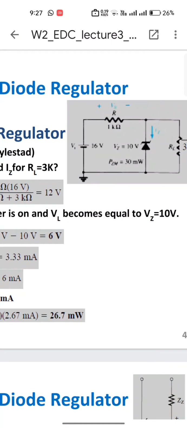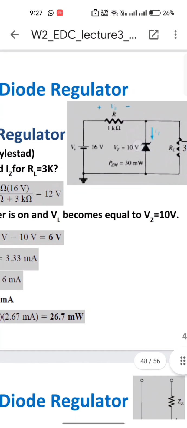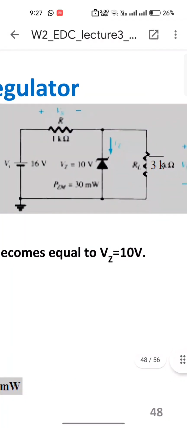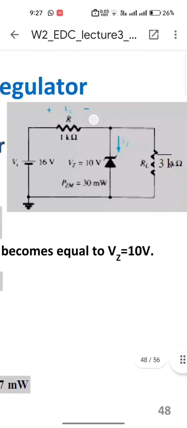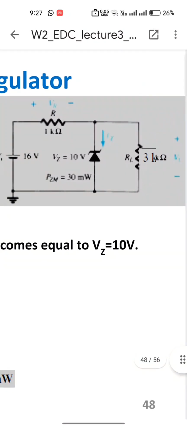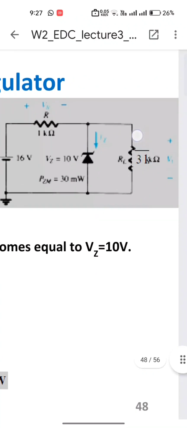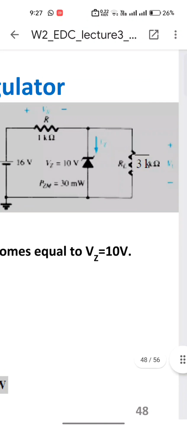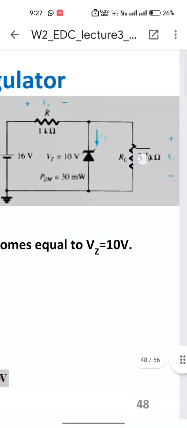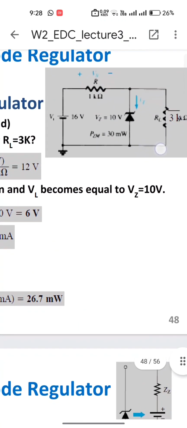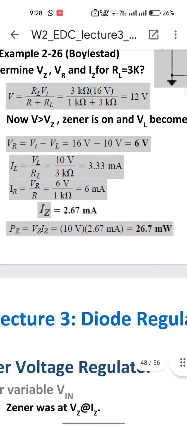After that, we can also find the current through this Zener diode. How? You can simply say that the current through this resistor was 6 milliampere. So this current comes to this node, and it has two paths now. Applying KCL over here, the current entering IR is equal to the current leaving, IZ and IL. So simply applying KCL, we get IZ is equal to IR minus IL, and we get 6 minus 3.33 milliampere. That gives us 2.67 milliampere.